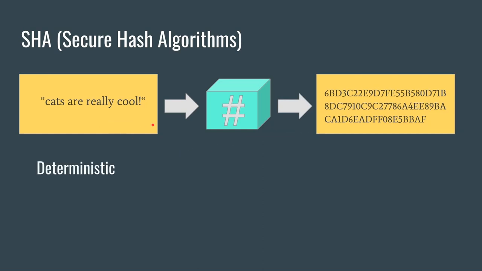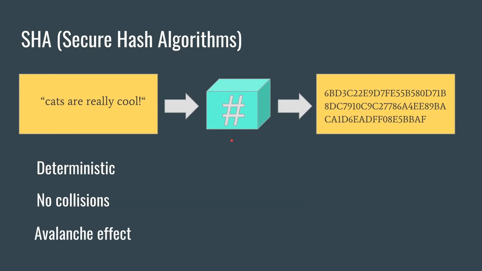What properties does this algorithm have that make it useful? It is deterministic, meaning that if you feed it the same input string, it'll always give you the same output string. There are no collisions, so given two different input strings, we should always get two different output strings. We should never have two input values that hash to the same output value.